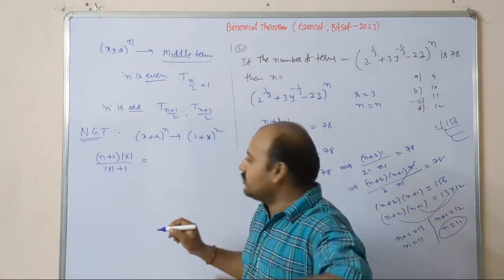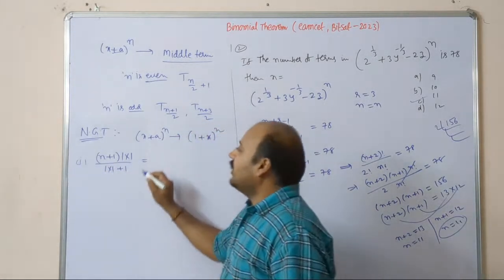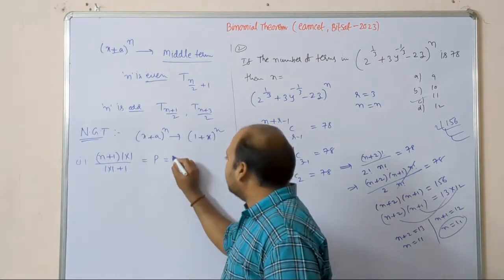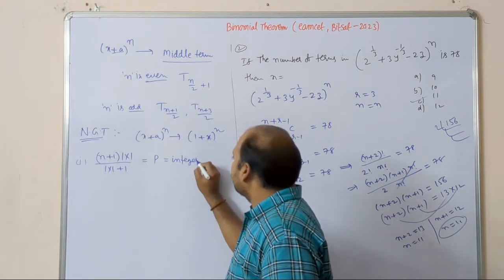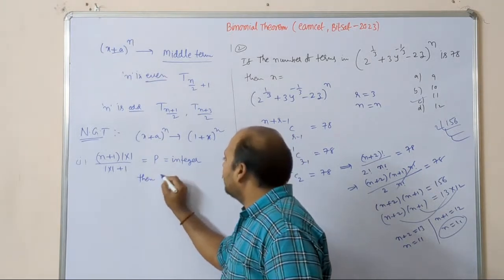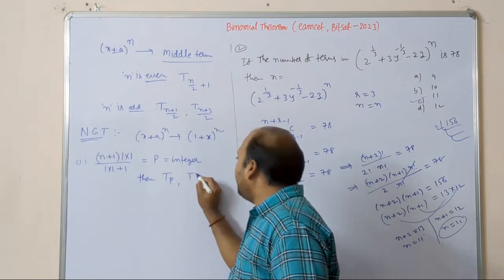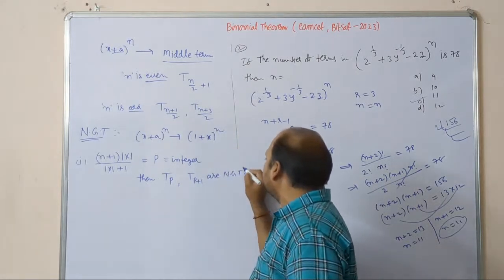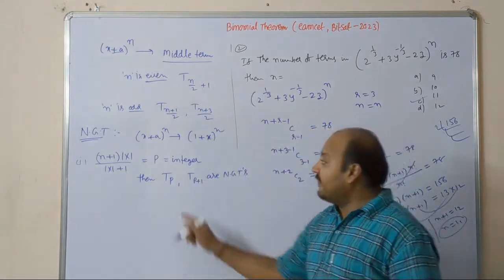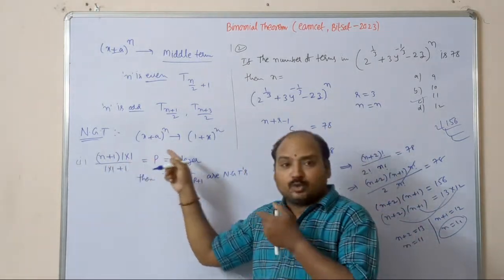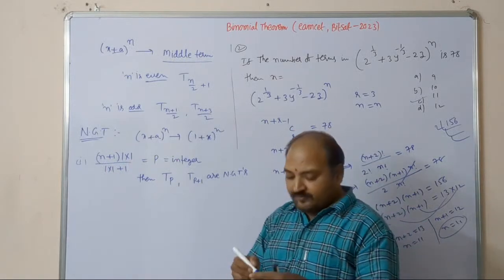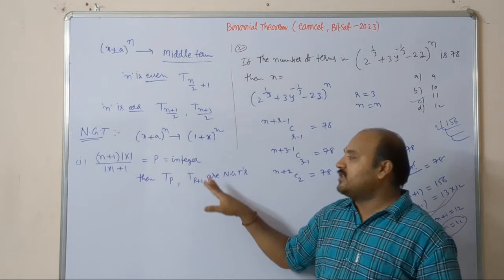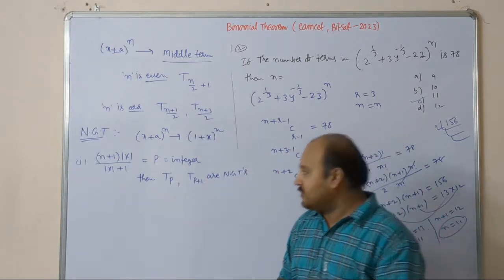If this value, this is the first case, if this value is equal to p, an integer, then Tp and T(p+1) are numerically greatest terms, NGTs. Whenever the value (n+1) into mod x by (mod x + 1) is equal to p, an integer, then Tp and T(p+1) are numerically greatest terms.